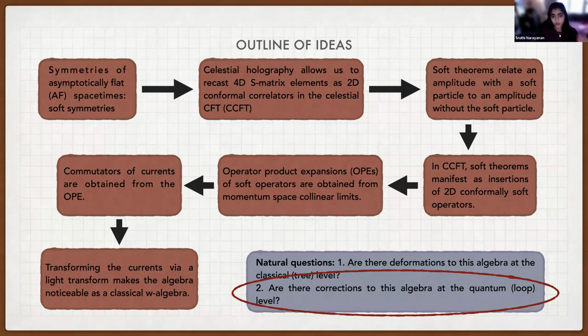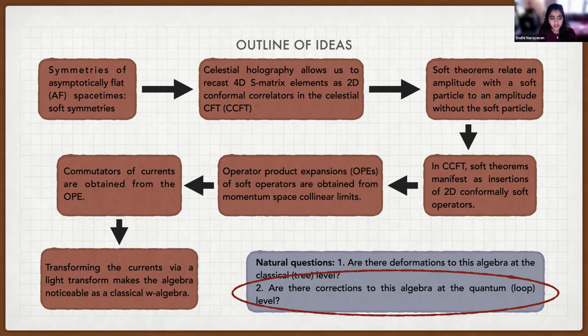So once you have these operator product expansions, you can use the construction of the conformally soft operators. You can calculate the OPEs of these conformally soft operators. And mode expanding these gives you a series of currents in the CCFT. And so you can then do some contour integration appropriately and find what the commutators of these currents are. So basically the commutators of the modes of these soft operators can be obtained from the OPE.